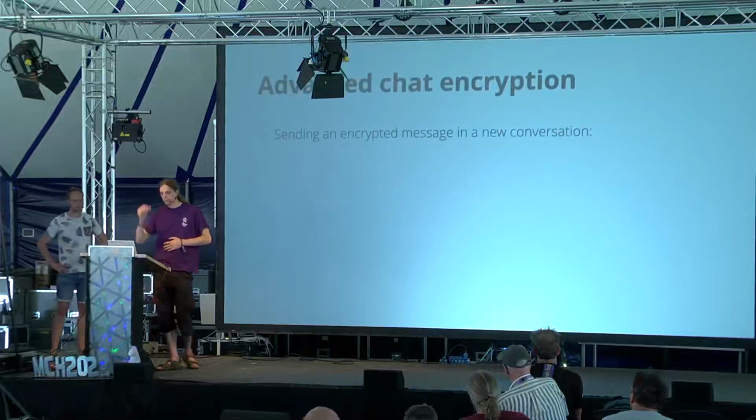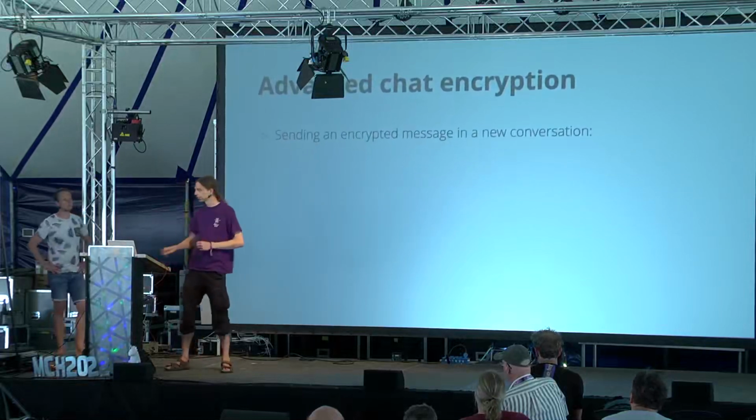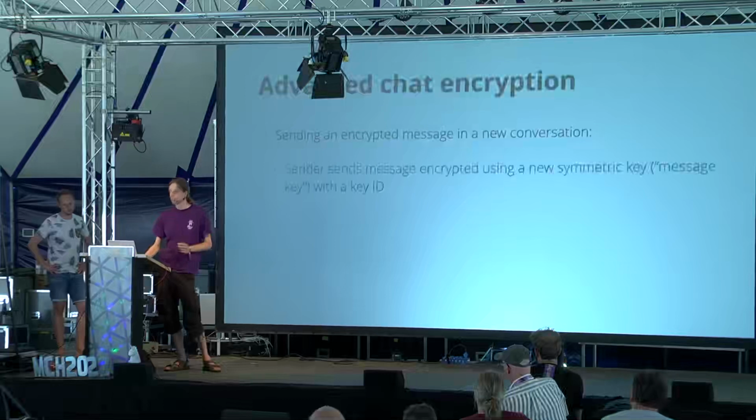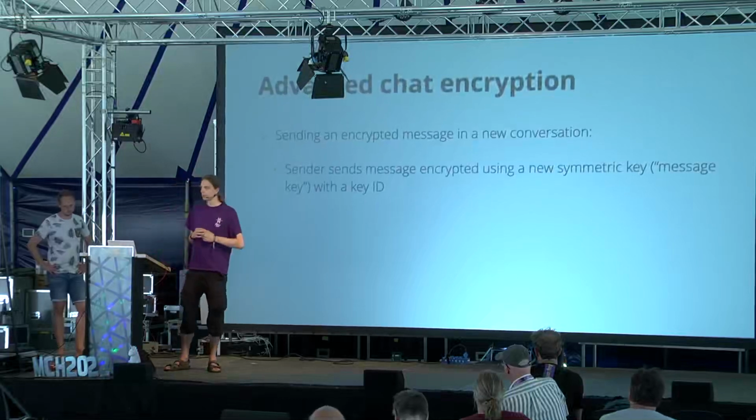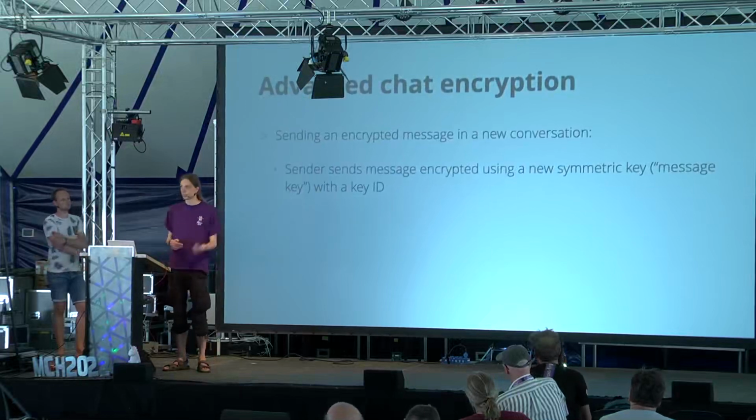Now, the way this chat encryption works is that one end that wants to send a message generates a new encryption key and then encrypts the message with that key, a symmetric encryption key, and sends it to the other party.